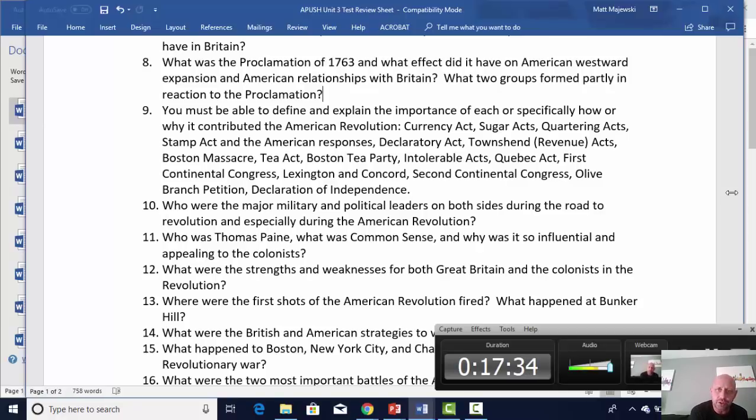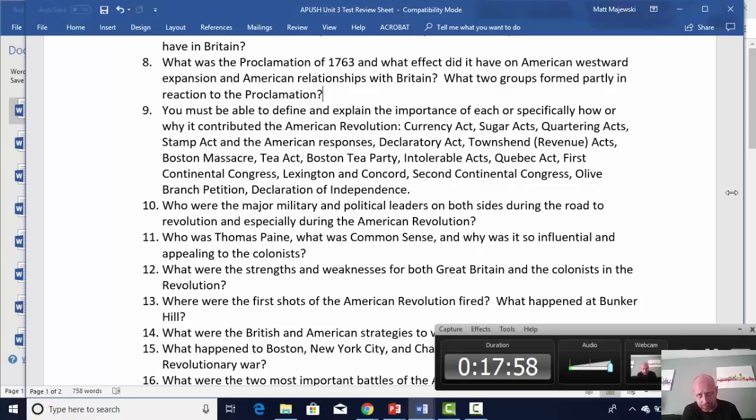1776, a year or two after the Second Continental Congress, the Declaration of Independence is finally written. Remember, it is written after the Battle of Bunker Hill and because of something called Common Sense, which we'll get to down below. Number 10, who were the major military and political leaders on both sides during the road to revolution? Military leaders, really, let's focus on political leaders.